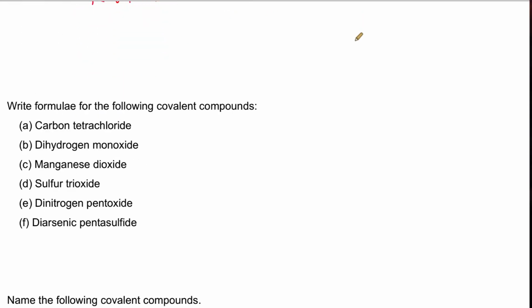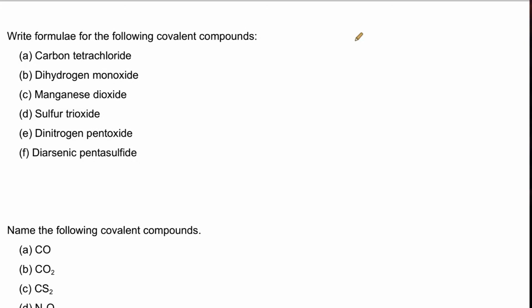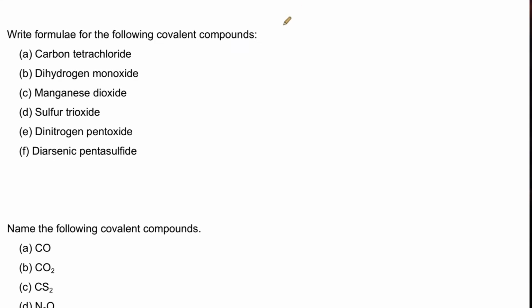Our third question in these sample problems says to write formulae for the following covalent compounds. So once again, we're going to need a table here, and in this case we're going to need table 9.7. And table 9.7 will help you with learning what these different values are. We need to learn 2 different things. We need to learn the prefixes, with mono meaning 1, di meaning 2, tri meaning 3, and so on.